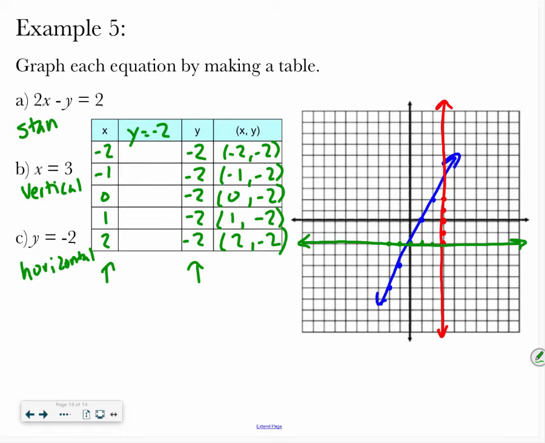Oops. Slanted. Oh, this is super glitchy. I'm sorry, guys. Okay, so slanted. All right. So maybe make a note of that in your notes so that way you remember.